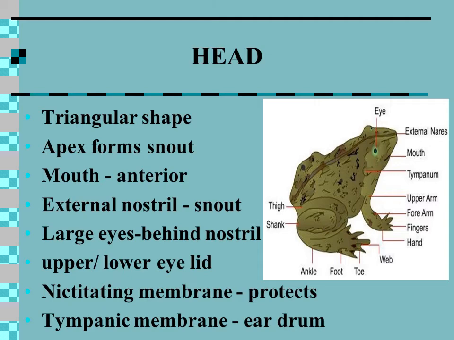Behind the eye there is the tympanic membrane, which forms the ear drum. In our ear we have an external ear, known as the pinna, an external growth around the ear. This external ear leads to the ear drum or tympanic membrane. But here there is no external ear, so the tympanic membrane forms the ear drum and leads inside. So these are the parts mainly present in the head region, right?